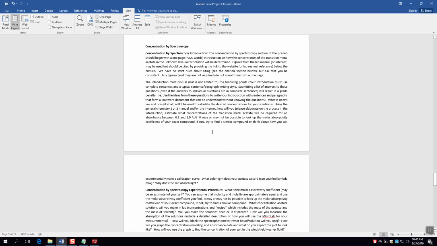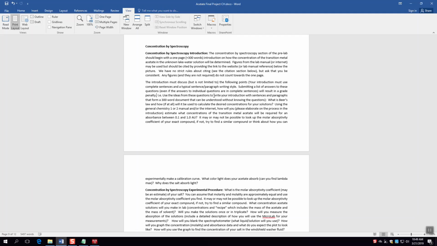But basically the idea here is you should give a brief idea of what absorbance is and how you can use spectroscopy to measure the absorbance of your solution. So the last thing I want to talk about is the hypothesis for this experiment.